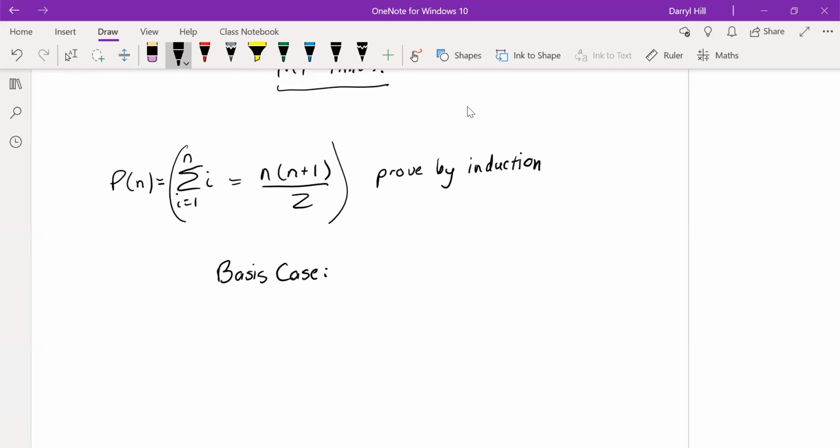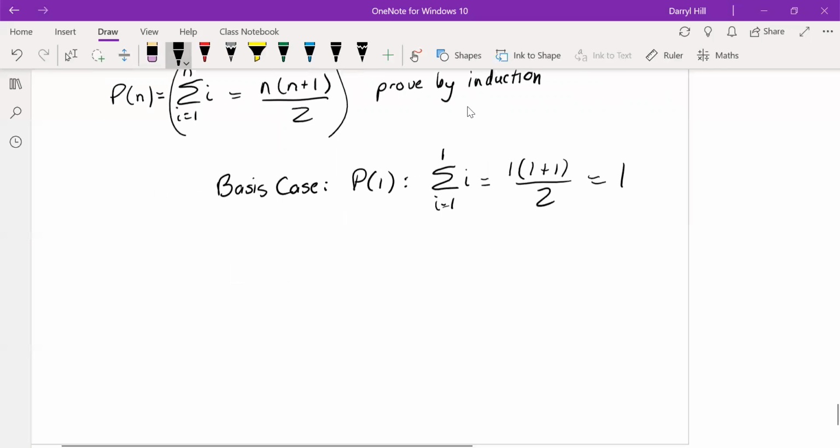So we want to take the smallest possible value. So let's say 1, right? So if n is equal to 1, so P of 1. And what that is, the sum of i from i equals 1 to 1 of i, now n is equal to 1, so 1 times (1 plus 1) over 2, which is equal to 1, which is true. So if I sum up all the numbers from 1 to 1, it's equal to 1. So the basis case is true.